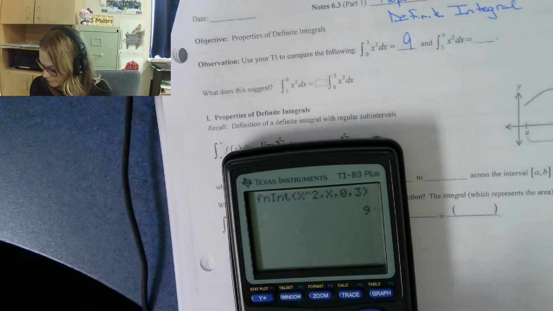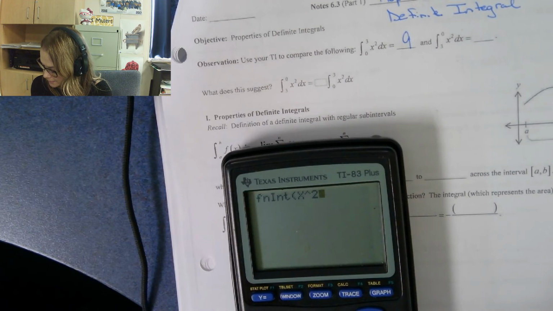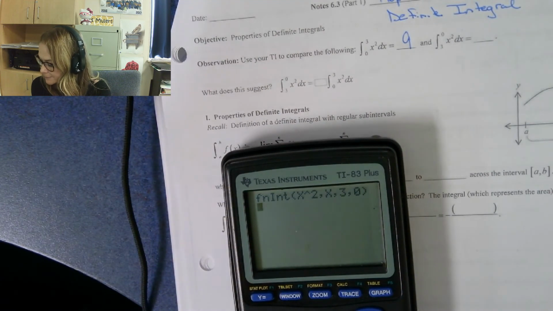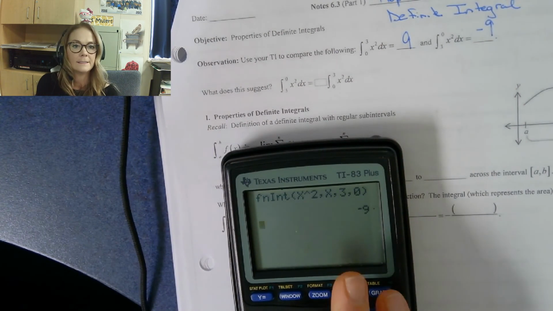So math. I just hit second, sorry. Math 9, x squared comma x comma 3 to 0. Let's accumulate in the opposite direction. And we get negative 9. So what does this suggest?